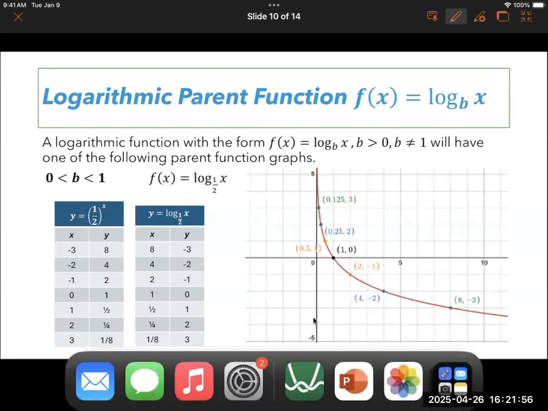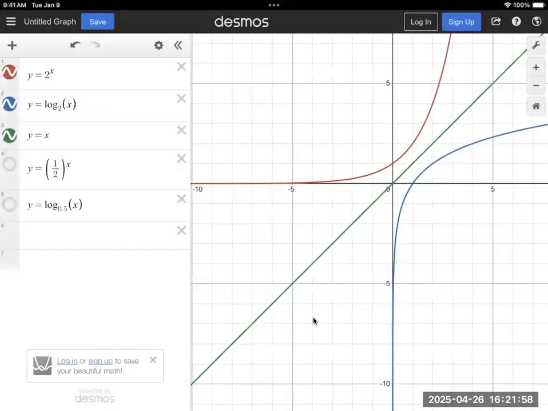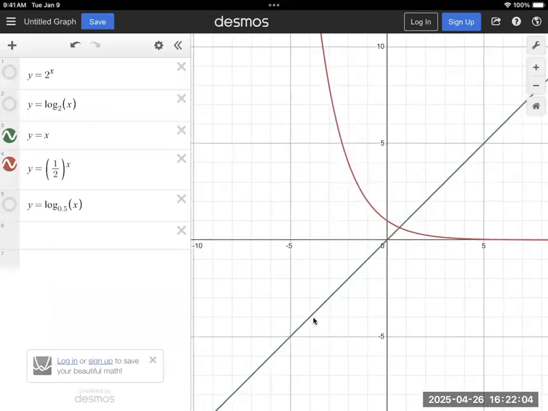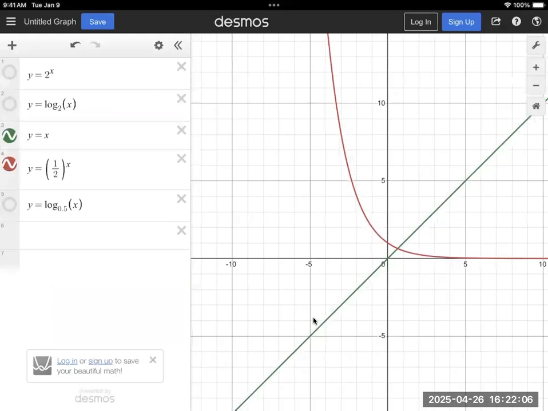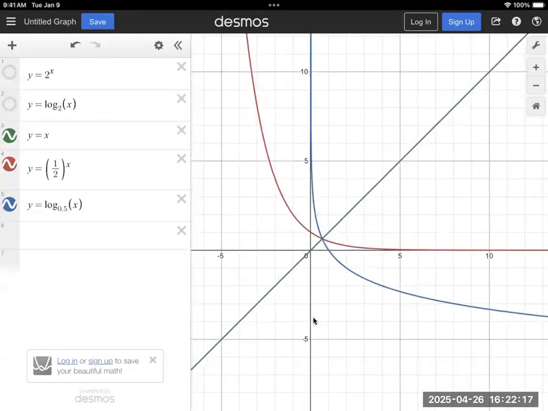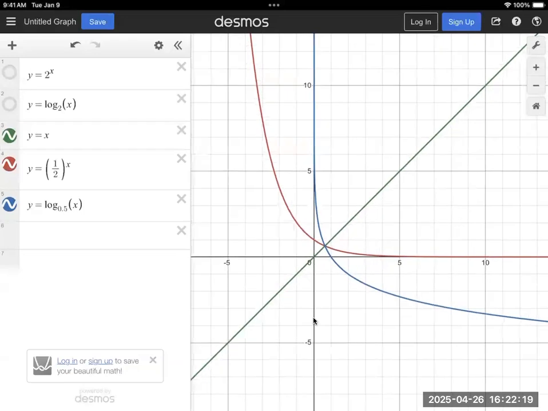And again, if you want to think about this more visually, we can take a look at 1/2 to the x. So there's our decreasing function that we saw earlier. And then if we take the log base 1/2 of x, again, you can see that reflection through the y equals x line. So it makes sense that these are inverses of each other and that we can use that to make graphing the parent logarithm a bit easier.